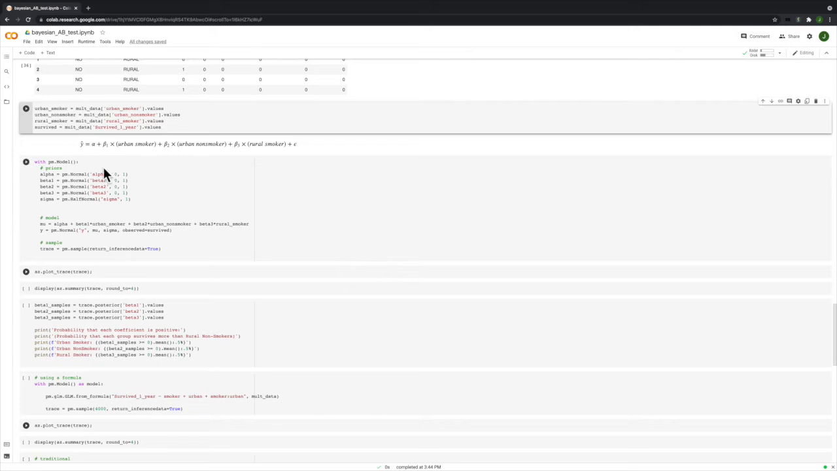Slightly different PyMC3 model here. Started off the same way. We need to set up priors for each of our coefficients or each of our variables here in the linear regression. So that's alpha. I just set them all up as normal distributions with mean 0, sorry, and standard deviation 1. Alpha, beta 1, beta 2, beta 3, and sigma here is going to be the variance of this guy.